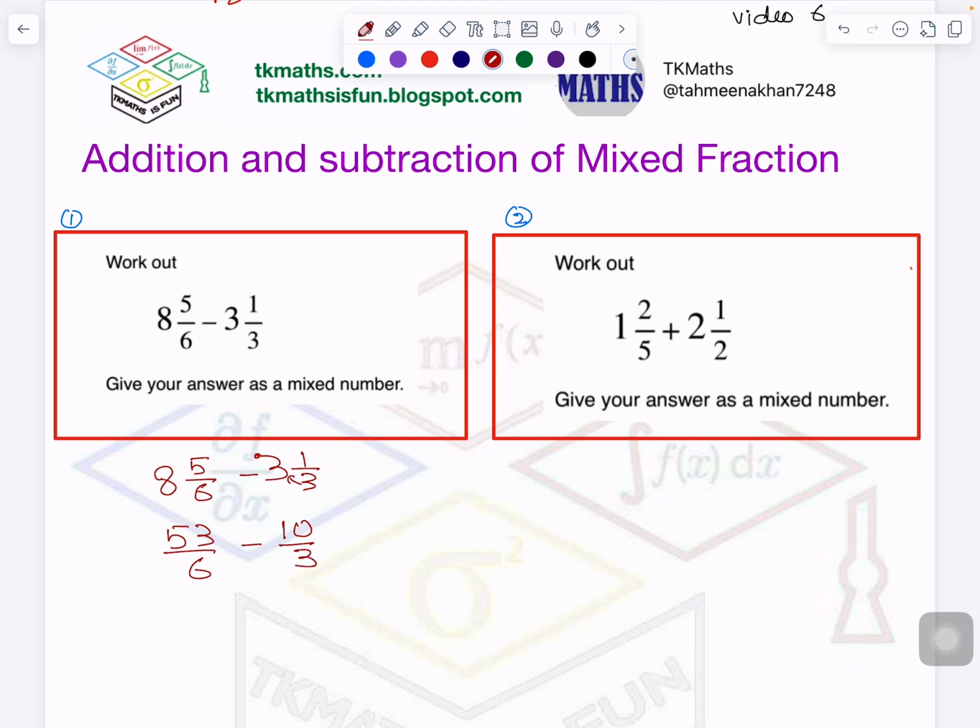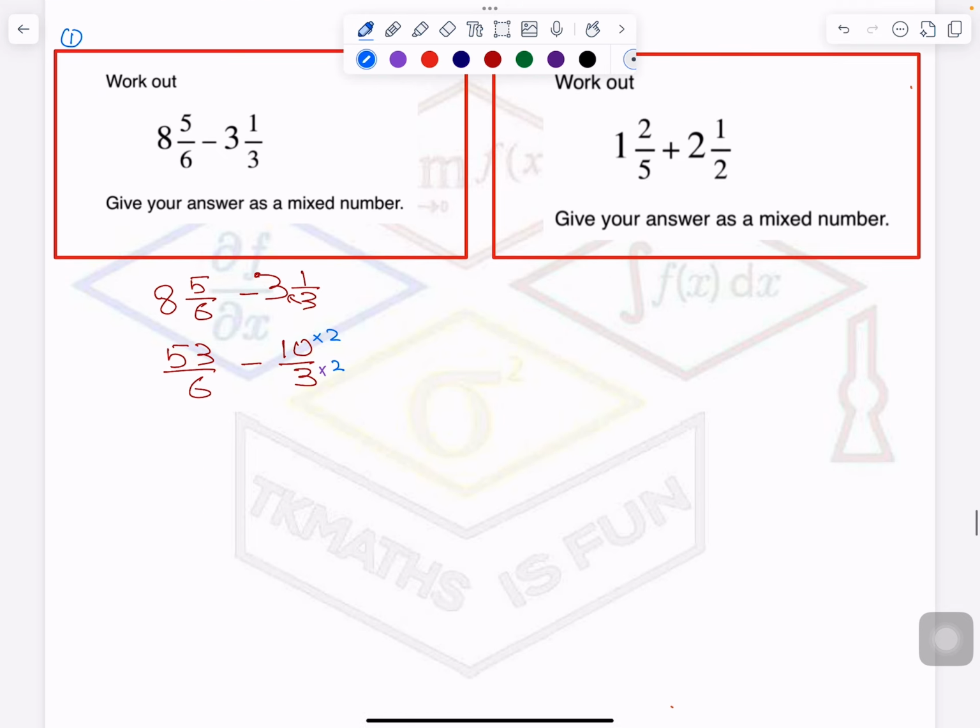And now you will make the denominator the same. This is an easy case because 6 is a multiple of 3. So I just need to multiply 3 by 2 and 10 by 2. In this way I will get the denominator the same. So it will be 53 over 6 minus 20 over 6. Right? Now the denominator is the same, so you can subtract the numerators.